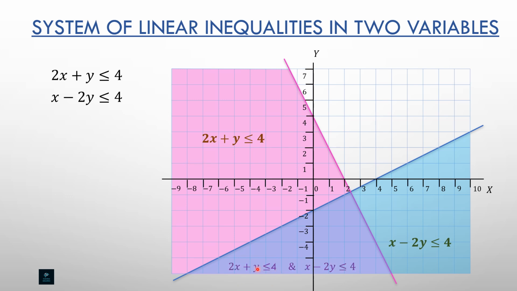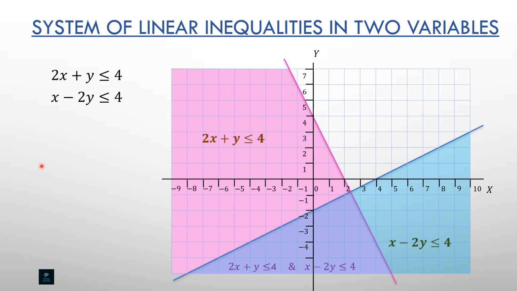Therefore, in this region, 2x plus y is less than or equal to 4 and x minus 2y is less than or equal to 4, and all the values of x and y which lie in this region are the solution of this system of linear inequalities taken together.